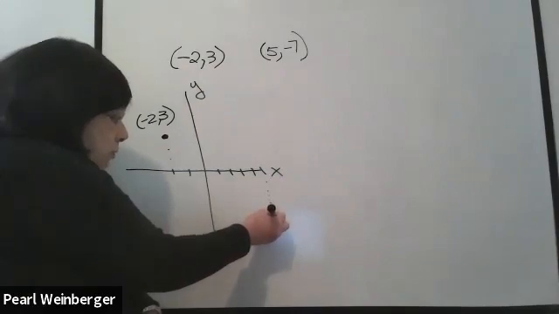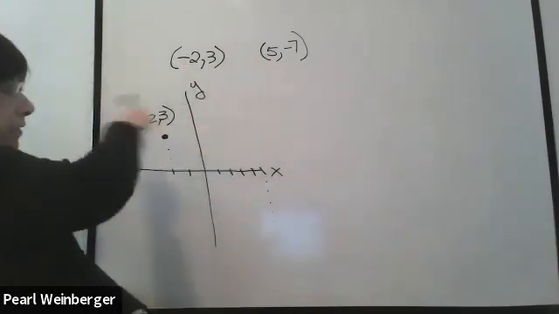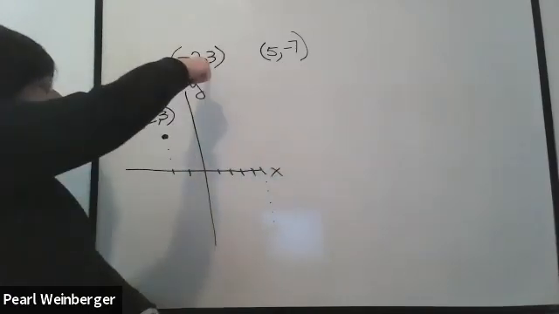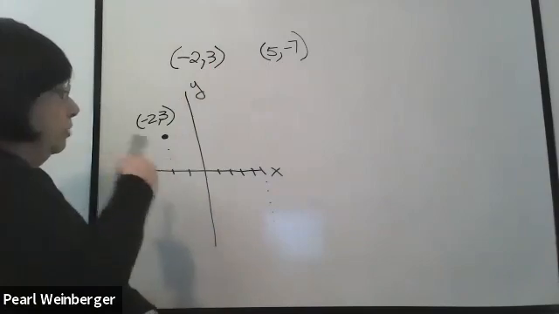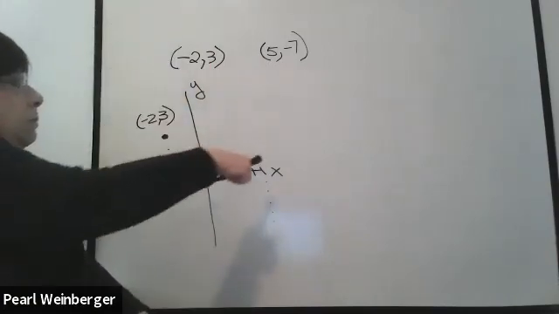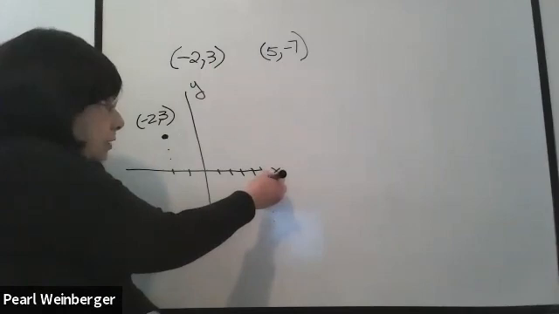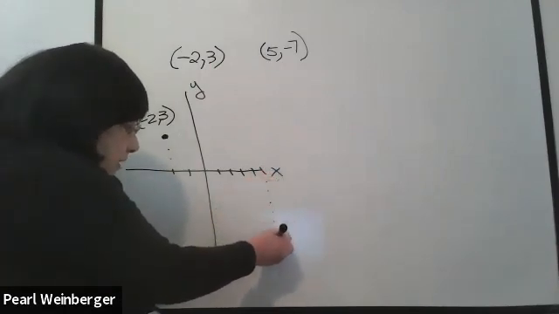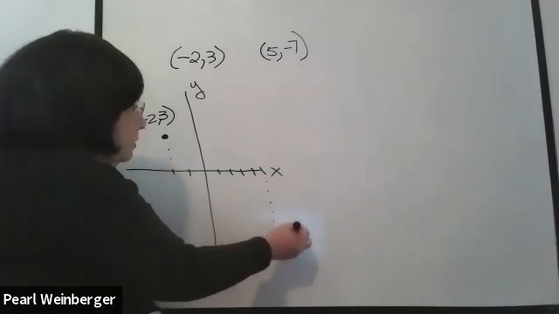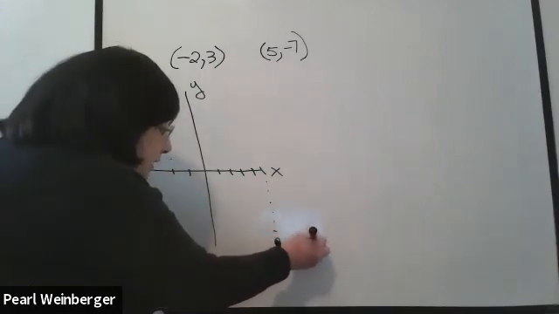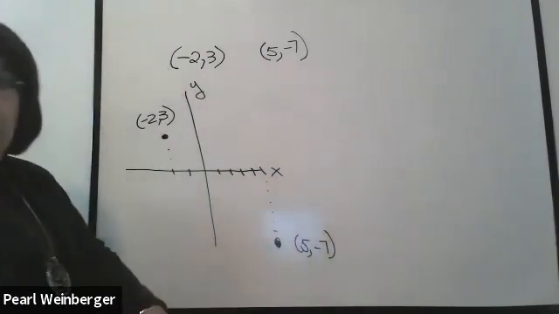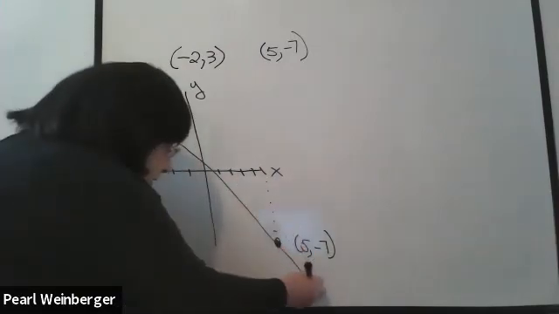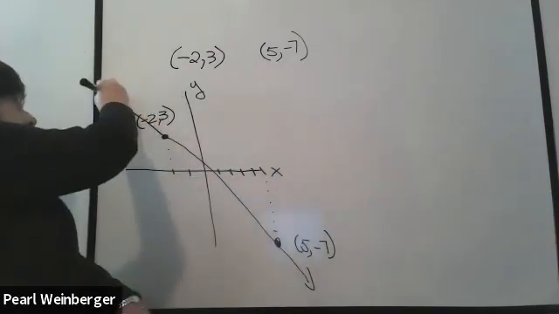Remember, your first number is always left or right. Left if it's negative, right if it's positive. Your second number is the up and down number from that point. Positive up, negative down. So here we're going down 7. 1, 2, 3, 4, 5, 6, 7. So here's that second point, the point 5, -7. And obviously then this is my line. Connect the 2 points, I have a line.